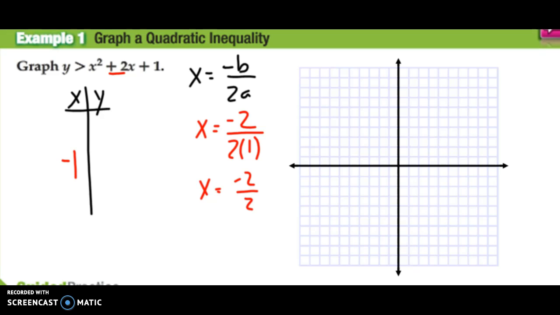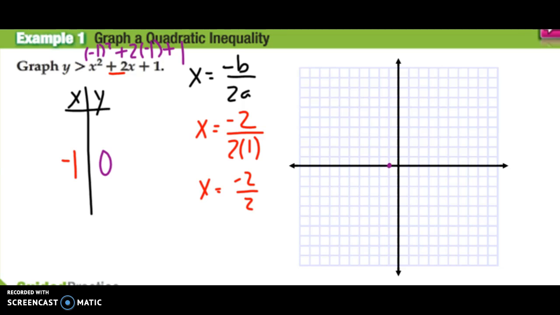And now to figure out what my y is, I put that into x squared plus 2x plus 1. So I say, all right, negative 1 squared plus 2 times negative 1 plus 1. Well, negative 1 squared is 1, plus 2 times negative 1 is negative 2. So now I'm at negative 1 plus 1, and this is going to be 0. And so now I know that my vertex is at negative 1, 0. It's right here, okay?